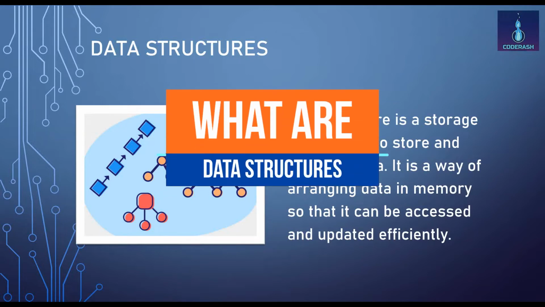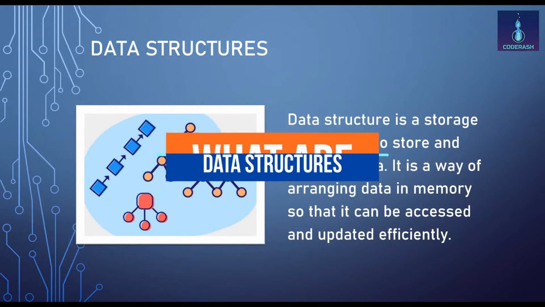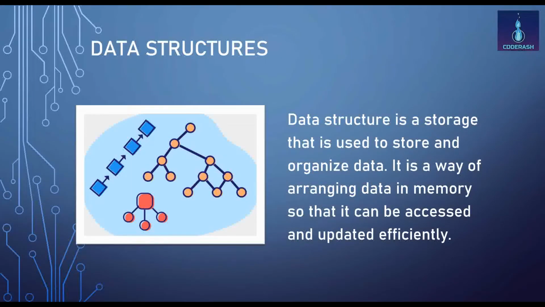To begin with, let us first see what data structures are. Whenever we write code for doing something in JavaScript or any programming language, we often deal with data to do that something. For a variety of problems, you may find the inbuilt data structures like objects, lists, arrays, and maps to be good enough to write code. But for some problems, you will need to store that data in a way that it can be accessed quickly and stored efficiently. Data structures provide you that way. So a data structure is a storage that is used to store and organize data. It's a way of arranging data in the memory so that it can be accessed and updated efficiently.